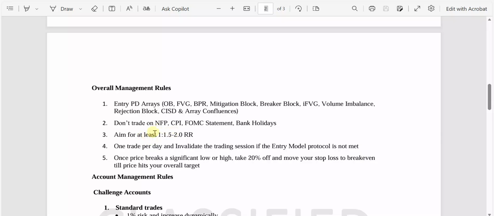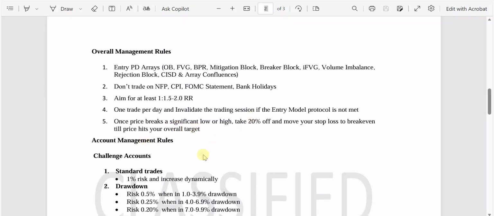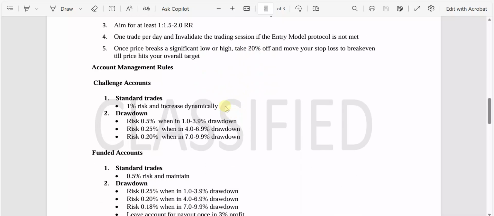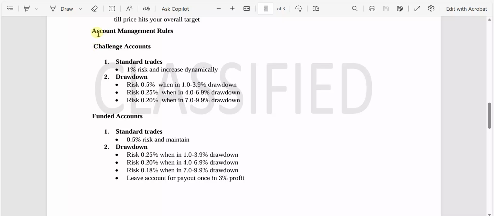Then of course aim for 1.5 to 2 risk reward. Then 1 trade per day, and yeah, you should learn to take partials. I usually take out 20% off when price breaks a significant low or high, depending on my setup. So take out partials, and then these are some of the risk management parameters I use. You can pause the video and look through that. For challenge accounts and for funded accounts, you can look at that.